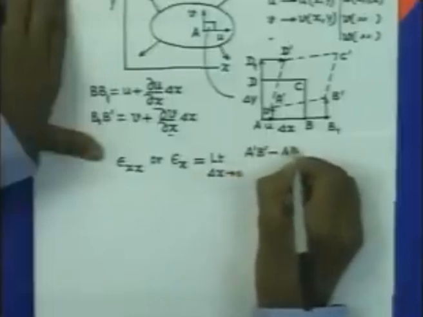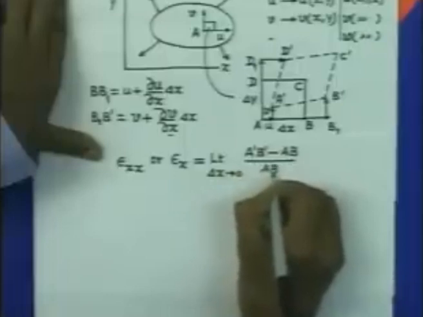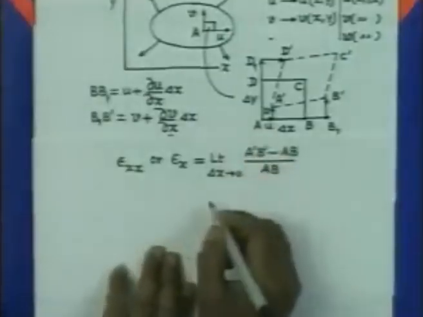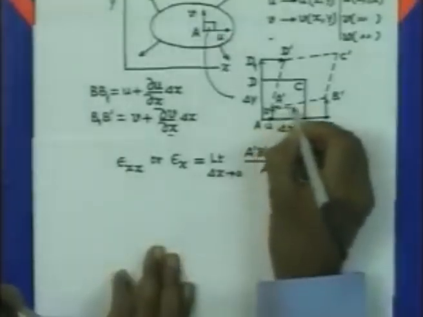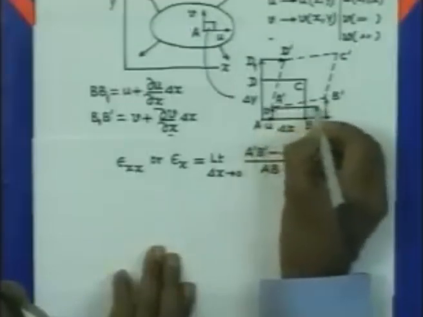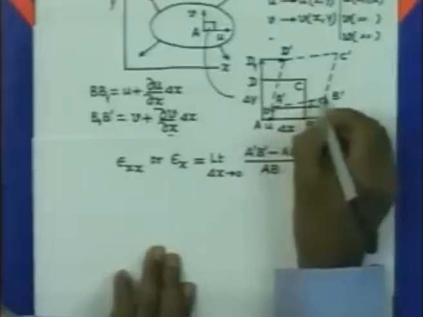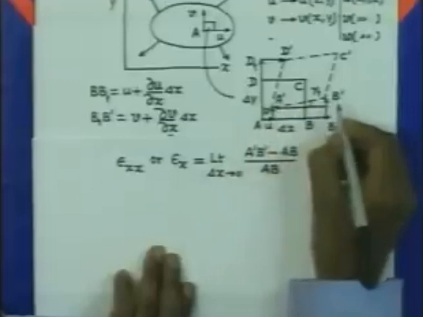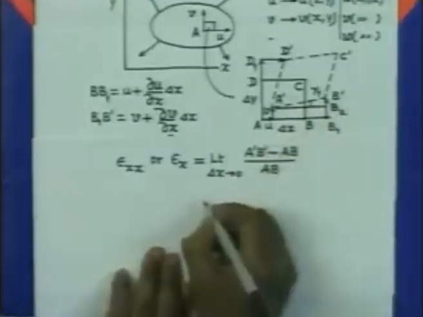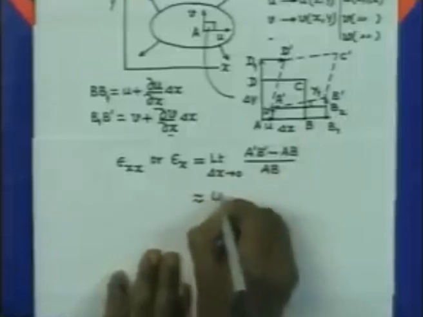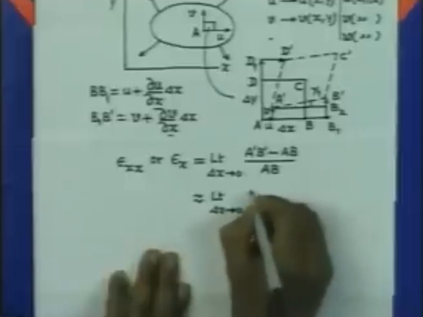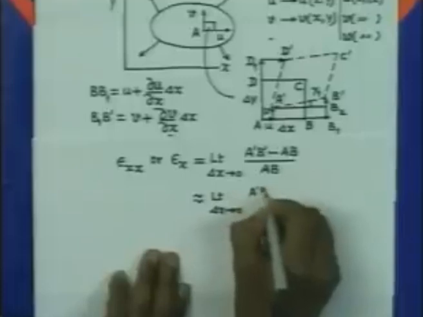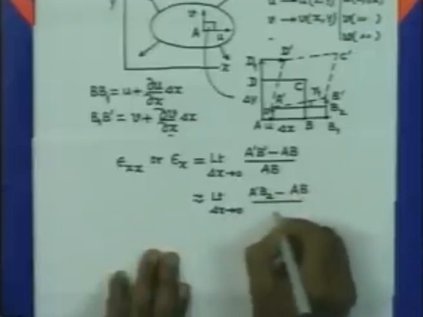It is defined by the limit as delta x tends to 0 of the deformed length A dash B dash minus the original length AB, divided by the original length. That is the rate of change of length, and as delta x tends to 0, that gives us the strain at A in the x direction. Since this angle, let us say gamma 1, is very small, we can approximate the distance A dash B dash by A dash B2. So this limit is given by A dash B2 minus AB divided by AB.